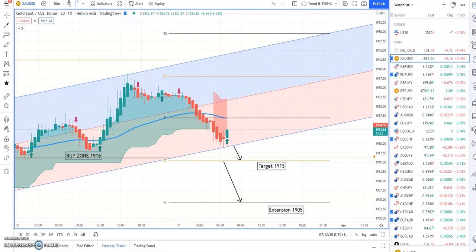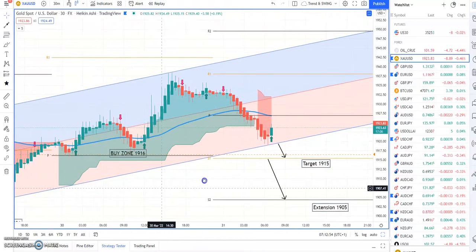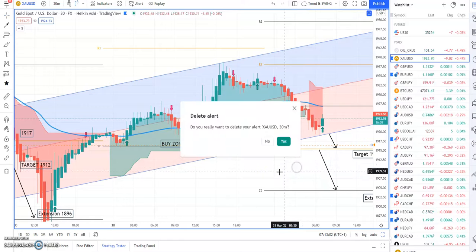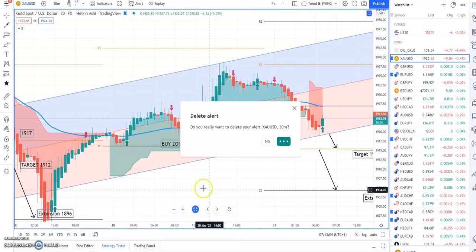In terms of gold, the analysis shows us that it's mixed at the very least, and here's why. We have an uptrend in the medium term. We had a buy zone yesterday. If you saw my video yesterday, we had a buy zone at 19.16. Didn't quite get there. I had an alarm down here. Let's take the alarm off because it's no longer necessary.